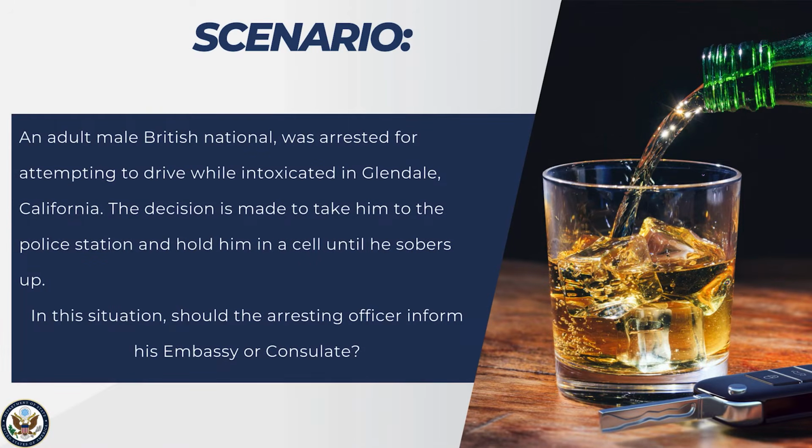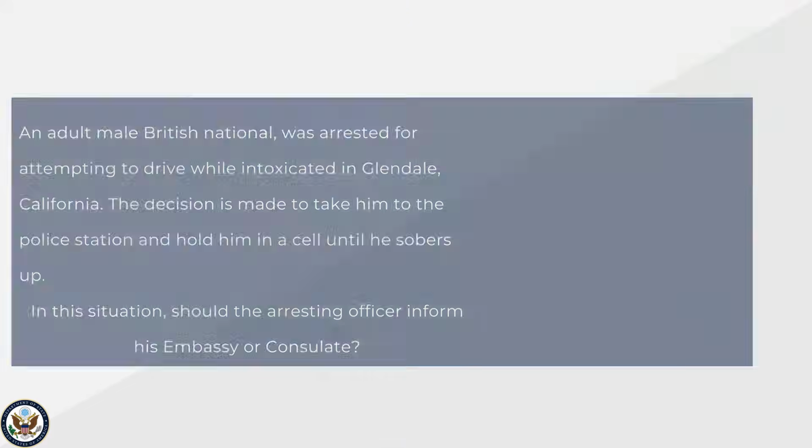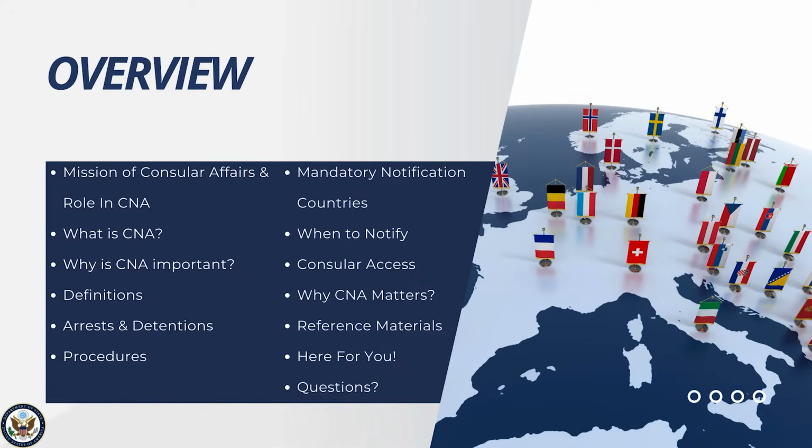So, before we jump into training, I want you to think about what you would do in the following scenario. An adult male British national was arrested for attempting to drive while intoxicated in Glendale, California. The decision is made to take him to a station and hold him in a cell until he sobers up. In this situation, should the arresting officer inform his embassy or consulate? We'll come back to this scenario a bit later in the training. For now, here's a summary of what we will be covering during this training session.